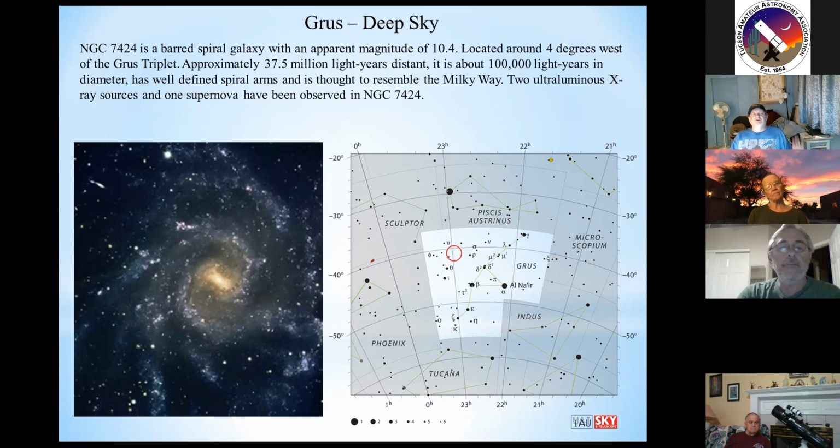It's located 4 degrees to the west of that Grus quartet triplet that I just showed you. It's 37.5 million light years away, and it's about 100,000 light years in diameter. It has very nicely defined spiral arms, and it's thought to be almost a twin, very similar to the Milky Way. 2 very bright X-ray sources and a supernova have been observed in this galaxy recently, and it's located in the circle.